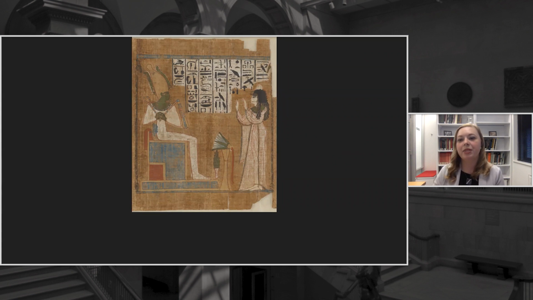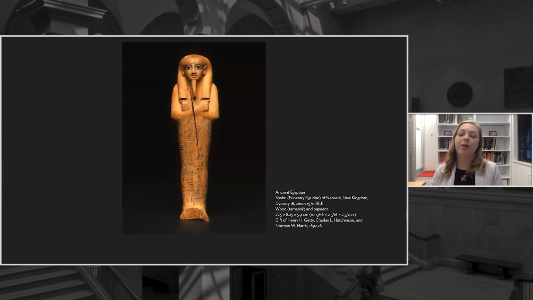In the next slide, we'll see another type of object that incorporates text from the Book of the Dead, shabti or ushabti. These figurines, which were made in many periods of Egyptian history, are inscribed with an individual spell from the Book of the Dead that enchants them to work on their owner's behalf in the afterlife.